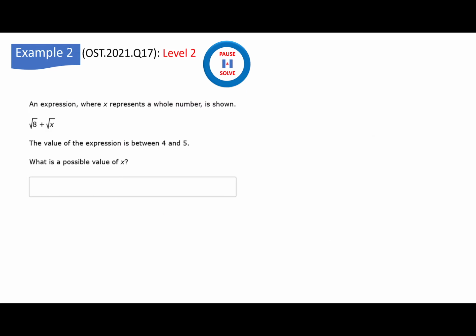Example 2. An expression where x represents a whole number is shown: square root of 8 plus square root of x. The value of the expression is between, these are the pieces of information that we need to pay attention to. What is a possible value of x? When you see a possible value of x, expect that there will be more than one good answer.